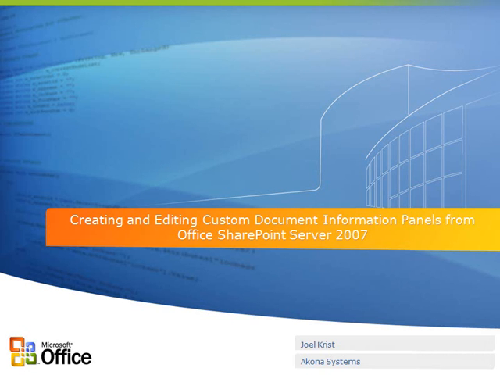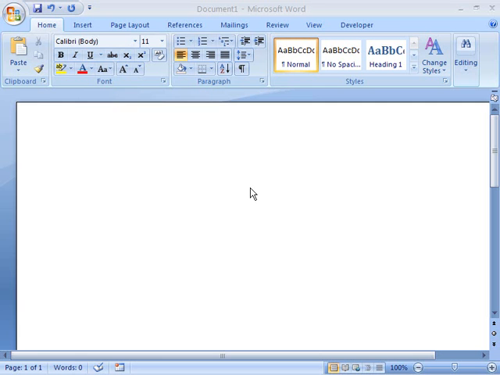I'm a developer with Acona Systems, and today I'm going to be doing a walk through the process of creating and editing custom document information panels from Office SharePoint Server 2007. Before we create a custom document information panel, we're going to create a site content type that we will associate the document information panel with.